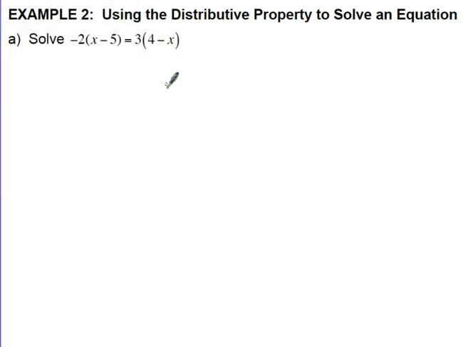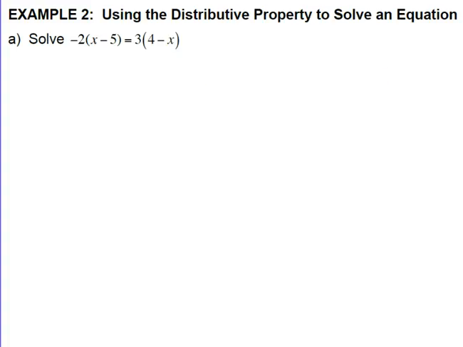Now the third video is example number 2, using the distributive property to solve an equation. So let's look at this equation. The equation is -2 times (x minus 5) is equal to 3 times (4 minus x).